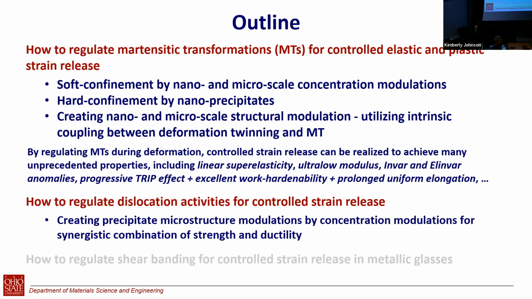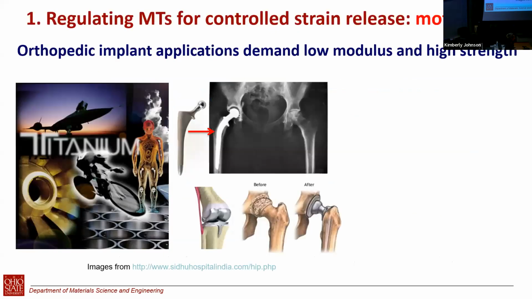And for dislocation activity, it's a similar story. We can create a spatially modulated precipitated microstructure, with coarse and fine regions and so on. In this case, you can confine the activity of dislocations, and you can also have a good combination of strength and ductility. All right, so that's basically the story I want to tell you today.